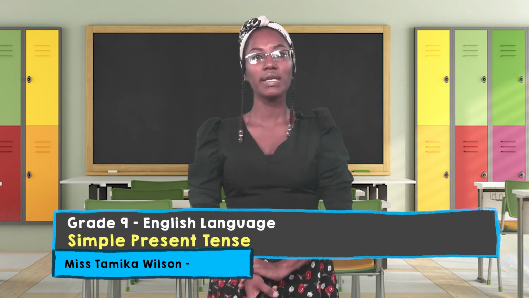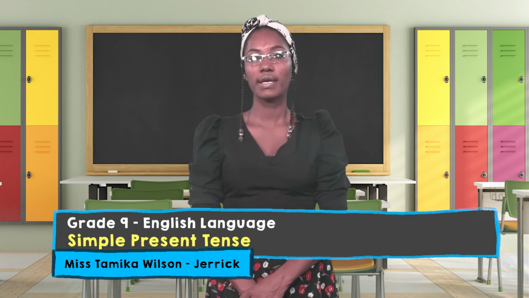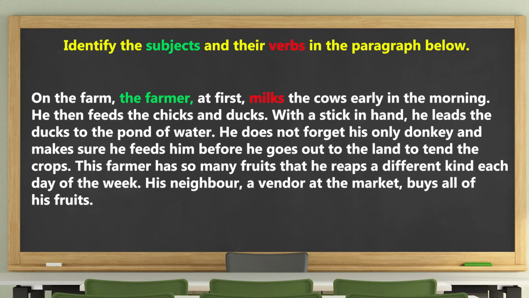All right, have you been able to identify the subject and the verbs? Okay, so let's do them together. On the farm, the farmer, subject, at first, milks, verb, the cows early in the morning. He, subject, then feeds the chicks and the ducks. In this case, feeds is the verb. With a stick in hand, he, subject, leads the duck to the pond of water.